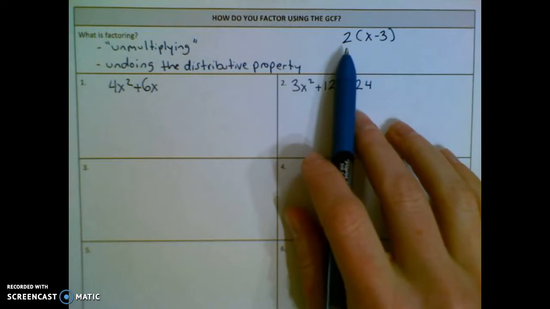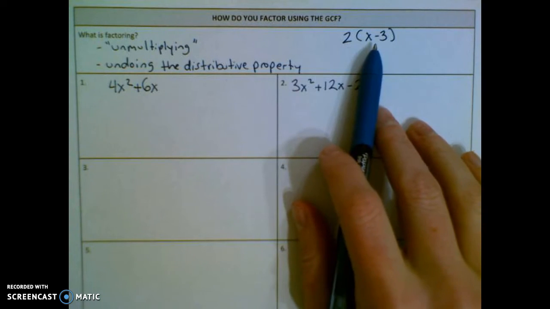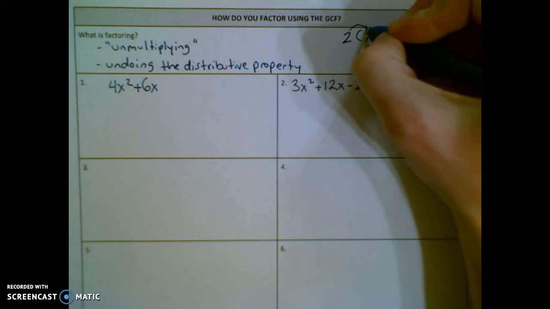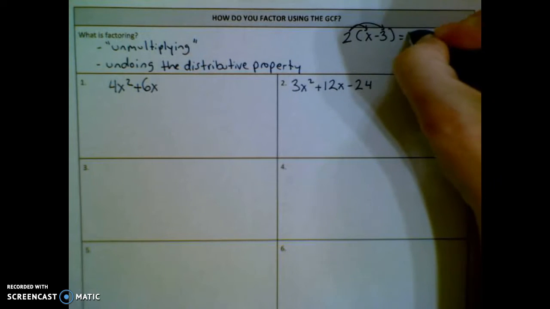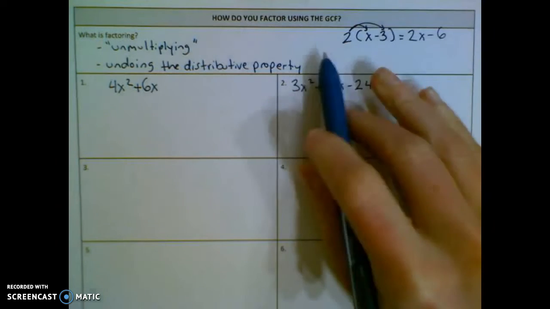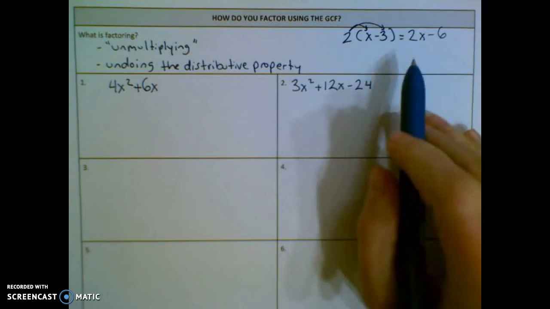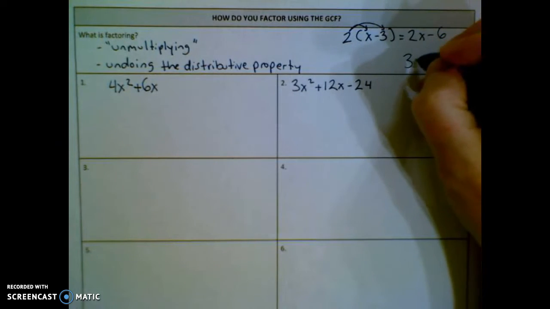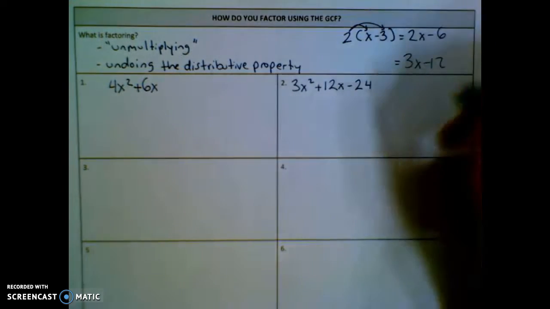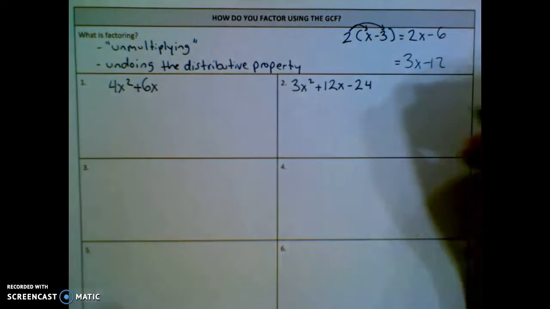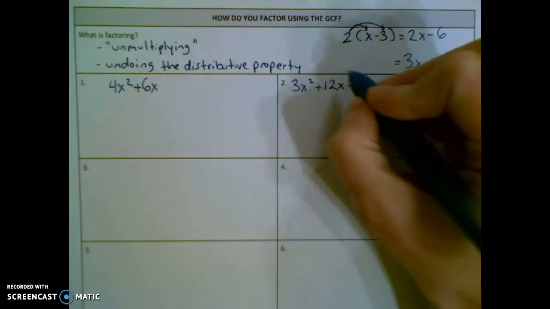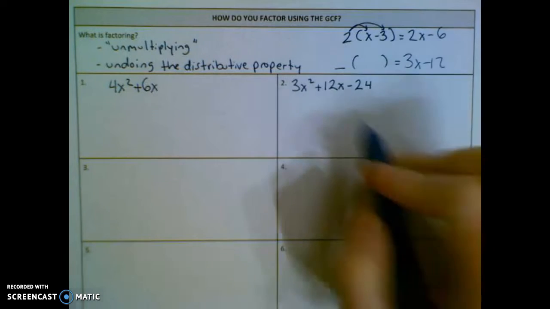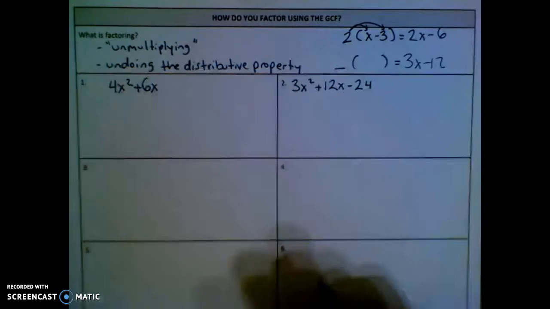So normally I give you a problem like this. I say 2 times x minus 3. You take and you distribute that 2 inside and you get 2x minus 6. Well, I want to go the other direction. I'm going to give you something like 3x minus 12, and I'm going to ask you what two things I multiplied. So I'm going to have something like that when I'm done: something on the outside and something on the inside.